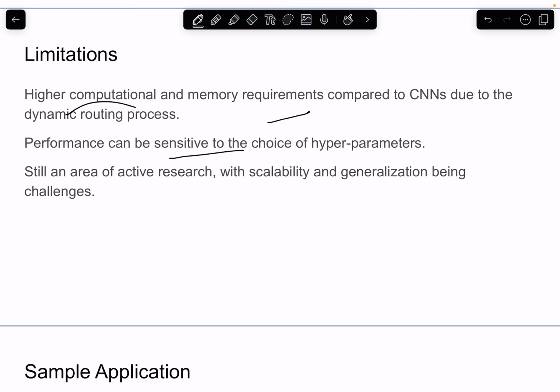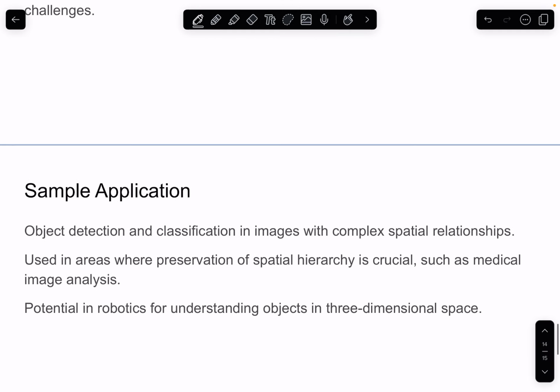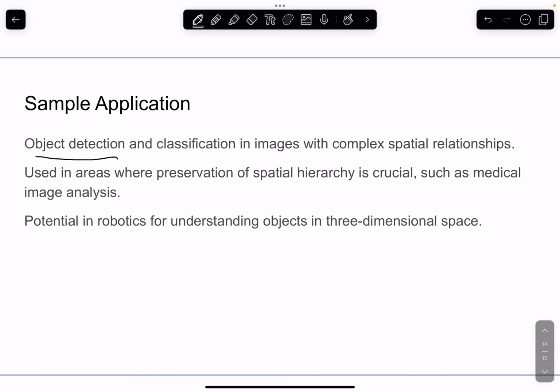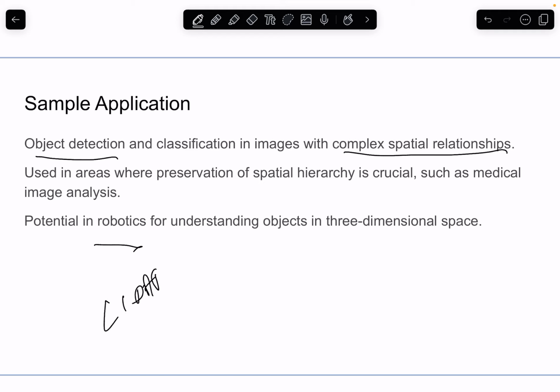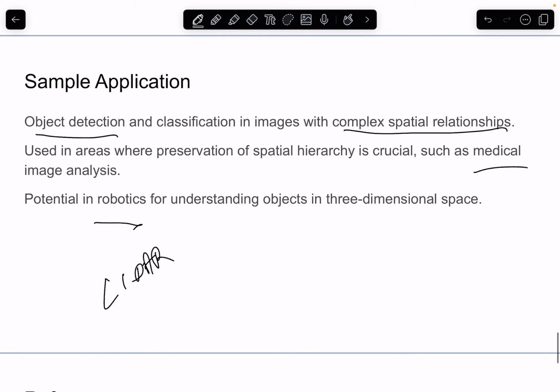So it took a lot of time for coding, and also because of the deep learning GPU constraints we had earlier. A sample application is object detection, where we have complex spatial relationships, and also robotics, especially lidars. They have started using this for mapping the environment from 2D world to 3D world, and it is also used in medical image analysis.